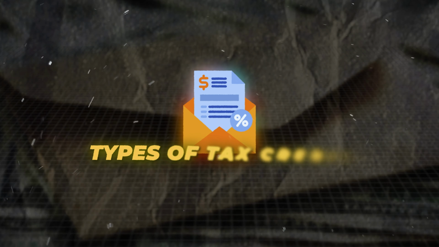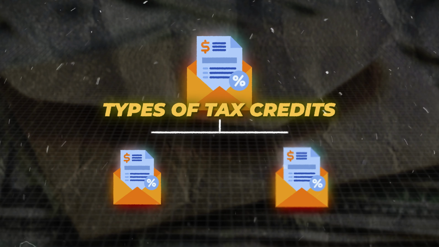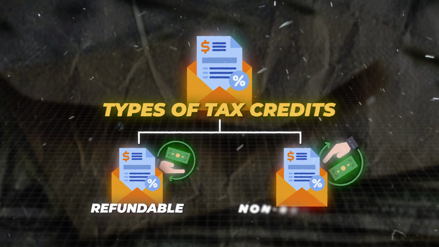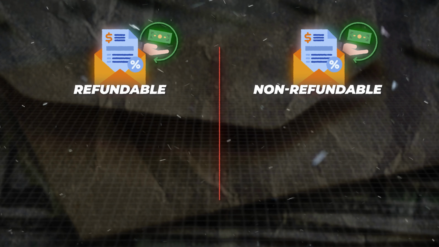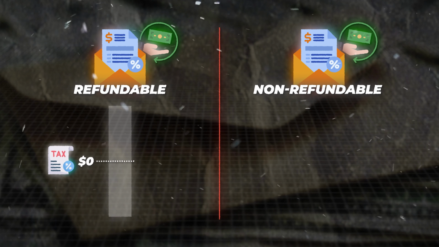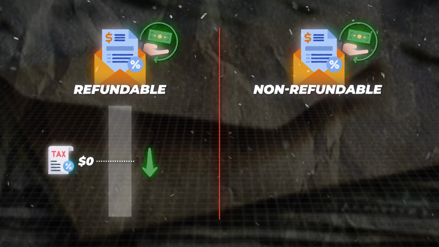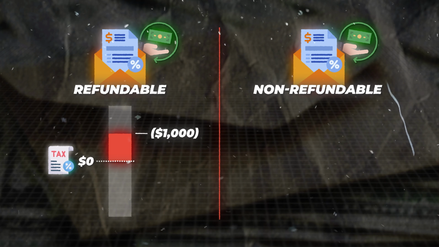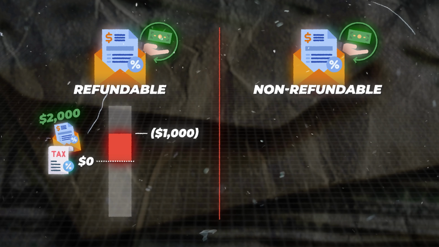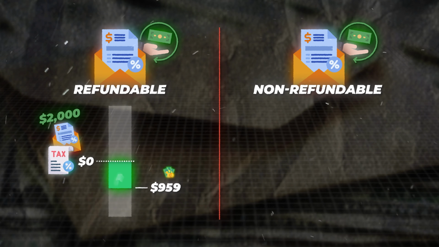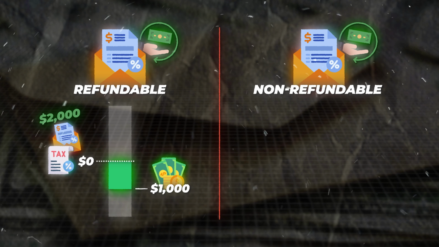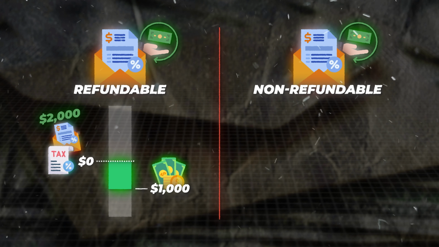Another important thing to know about tax credits is that there are two different kinds, refundable and non-refundable. A refundable tax credit is one that the government will actually give you a refund for if it drops your tax liability below zero. So for example, if your tax burden is $1,000 and you qualify for a refundable credit of $2,000, the government will give you a refund of $1,000, which would be the amount that was below the $0 of tax burden.